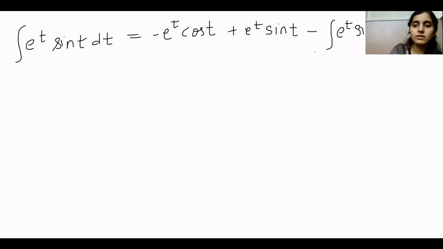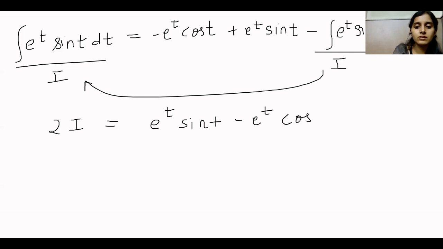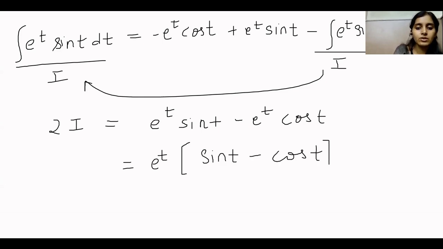Now, what can we observe over here? e raised to t sin t dt, e raised to t sin t dt. That means the I value is repeated. So, I'll call this I, so this will also be I. Shifting this to the other side, we get 2I is equal to e raised to t sin t minus e raised to t cos t. So, we'll have e raised to t common, sin t minus cos t, and we take the 2 down. So, I is equal to e raised to t upon 2 times (sin t minus cos t) plus c.